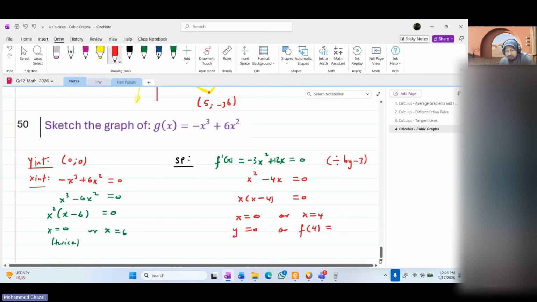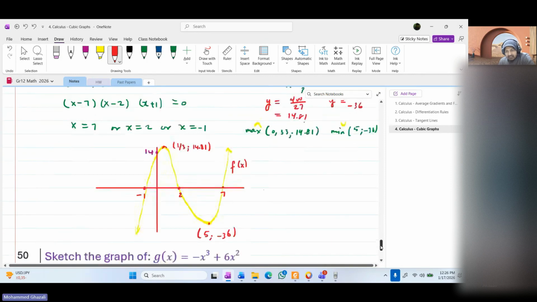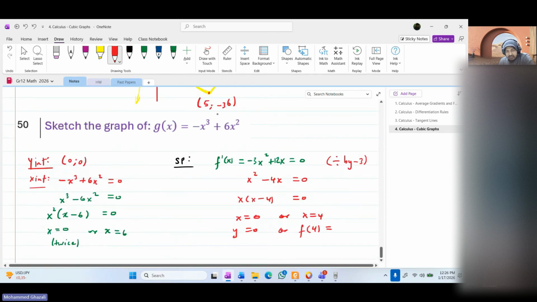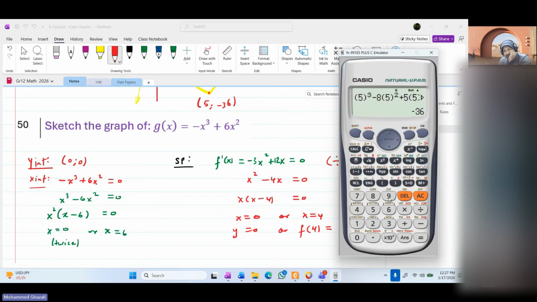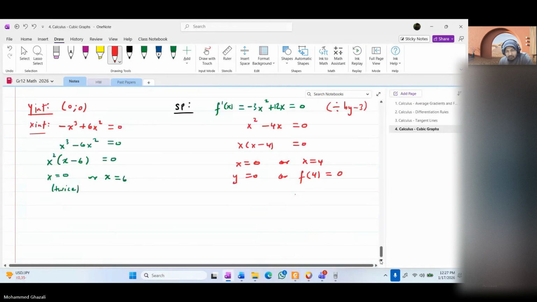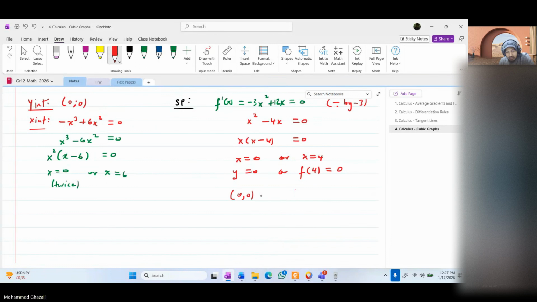But if the x value is 4, you need to find f of 4. So what is f of 4? Putting 4 inside the original equation. What's the original equation? This one here. So that's minus 4 to the power 3 plus 6 times 4 squared, so minus 64 plus 96. Hey, we're getting 0 here as well. All right, so we got 0, 0, right?